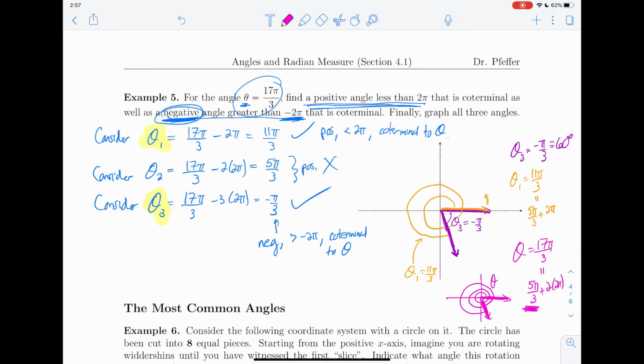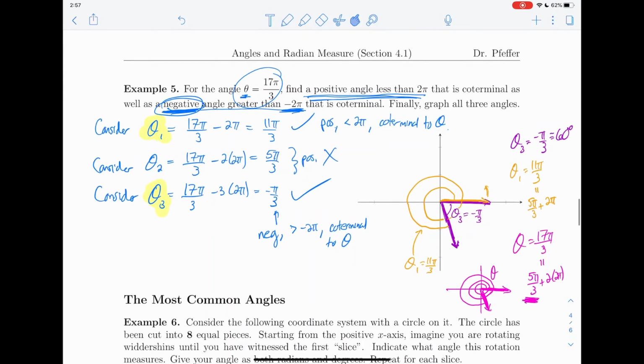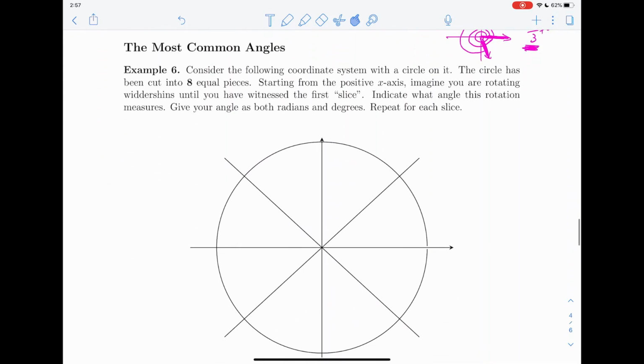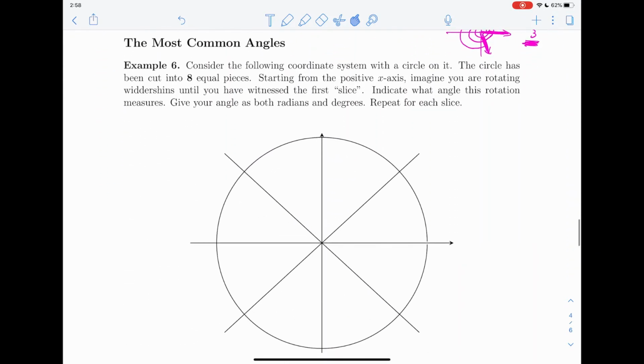Now, there's a lot of angles in this world, and some are a little bit more commonplace than others. And so what we're going to do for the remainder of this lesson is we're going to talk about the most common angles you can run up against. So for example, we can start here with what looks like a pizza pie. And I've cut this pizza pie into 8 equal pieces.